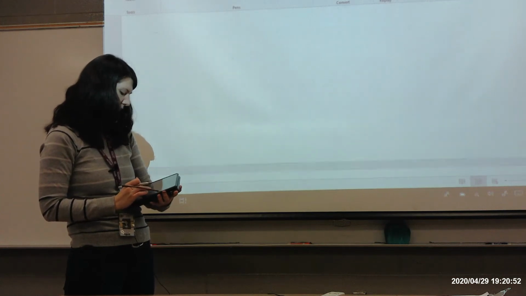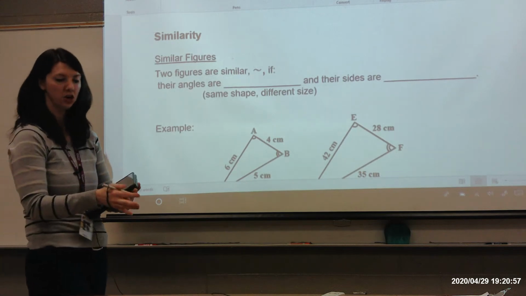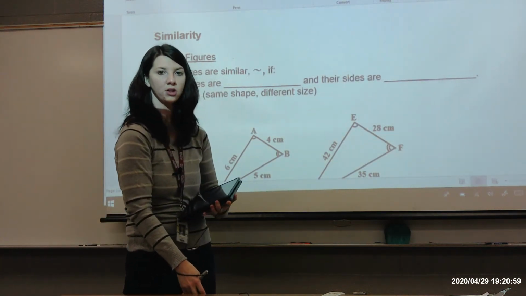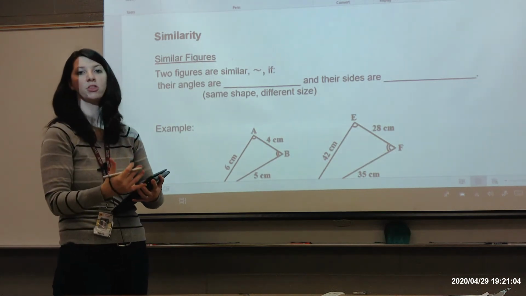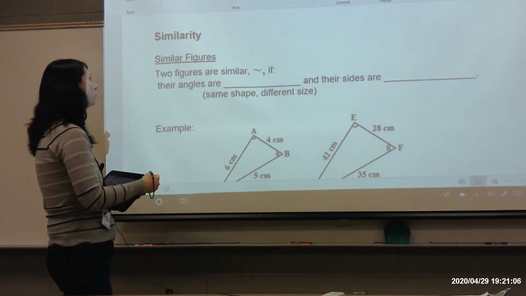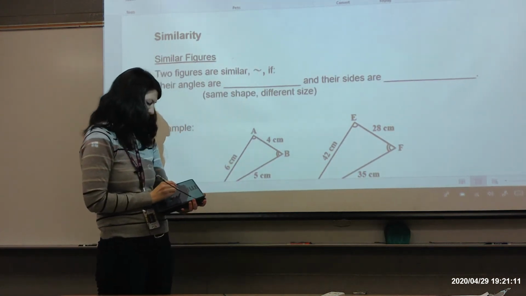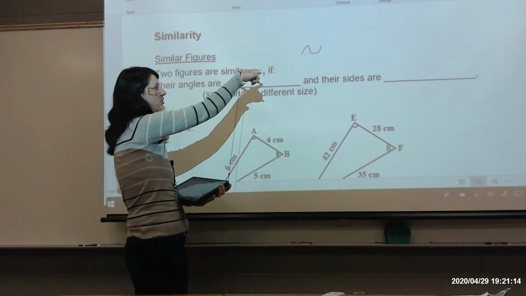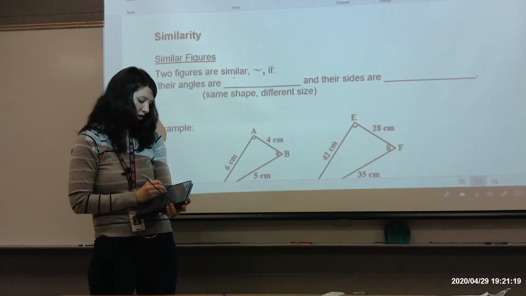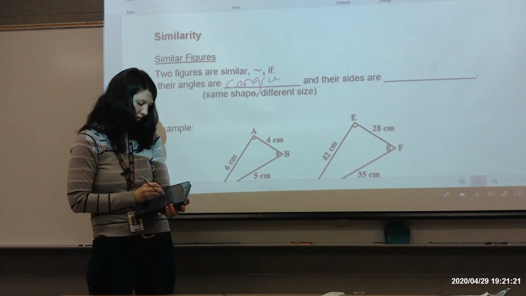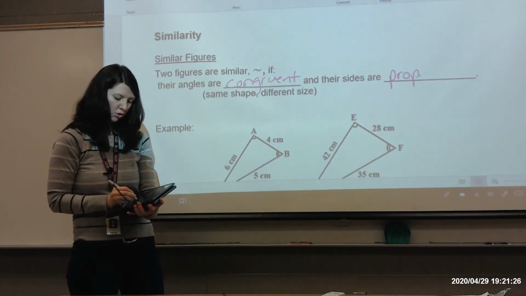Okay, when you have dilations, it actually creates similar figures. Before we looked at congruent figures, but dilations actually create similar figures because we're actually changing something about the shape, right? Two figures are similar, and this is our symbol for similar, kind of like just a curly thing like that, if their angles are congruent and their sides are proportional.